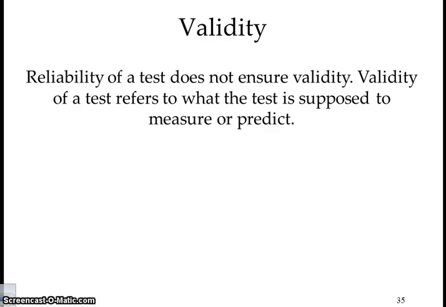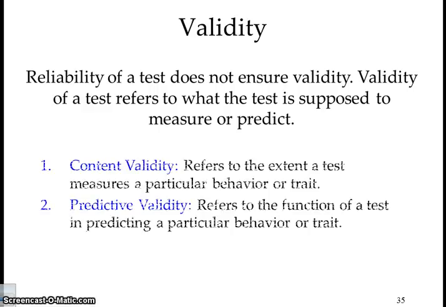Validity. Reliability of a test does not ensure validity. Validity of a test refers to what the test is supposed to measure or predict. So if I tell you tomorrow you're going to have a test on chapter 15 and then I give you a test on chapter 8, it wouldn't be a valid test because that's not what I told you I was going to measure on the test. I told you I was going to measure chapter 15, so you studied chapter 15 and then you come in and I measured chapter 8 or chapter 9. It wouldn't be a valid test.